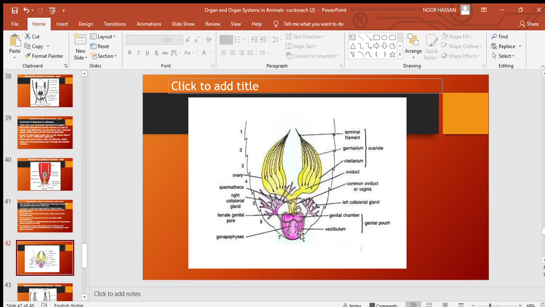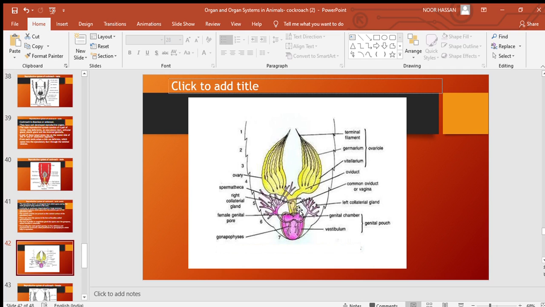Three pairs of gonapophyses are also present inside the genital chamber. Actually they serve to guide the ova into the ootheca. These gonapophyses serve as the ovipositor, which refers to guiding or depositing the eggs into the ootheca, which are stored here. So this is very simple information about the female reproductive system. Please go through it, you will understand.